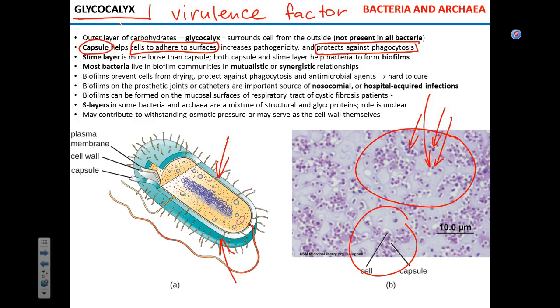Okay? Another type of glycocalyx is slime layer. It's looser than a capsule. Okay? It doesn't protect against phagocytosis that much, but it does increase adhesion as well, and that increased adhesion to the surfaces, either by capsule or slime layer, contributes to the formation of so-called bacterial biofilms.